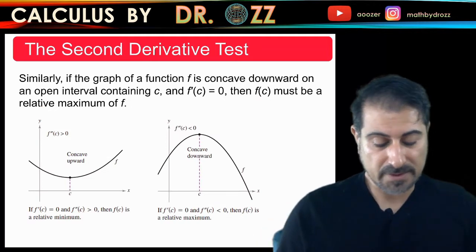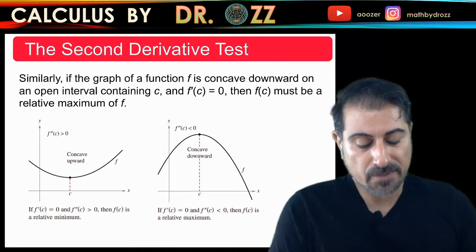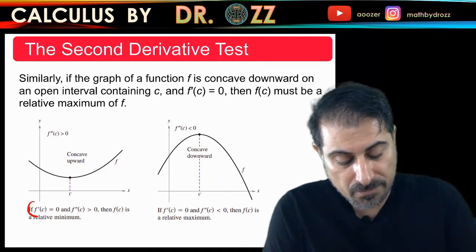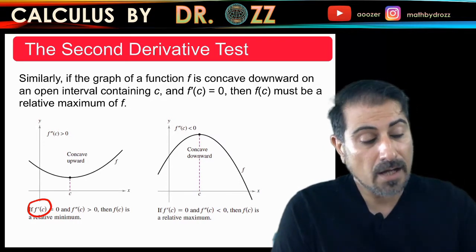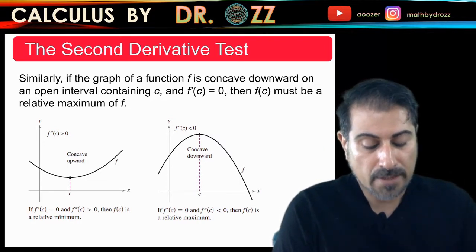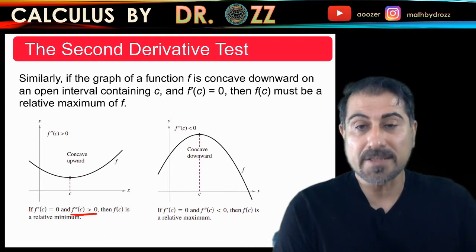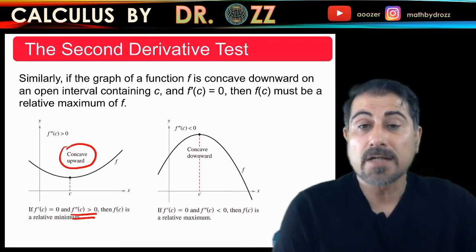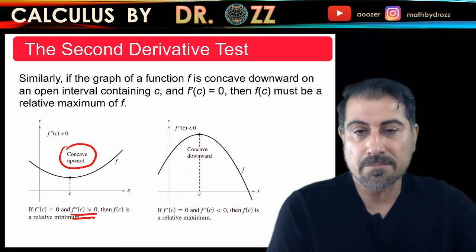So the first one is exactly what I just said. You have a concave upward type graph, and you have C to be a critical point. For that reason, f prime at C equals 0. And together with the fact that f double prime at C is positive, that says that it's concave upward, right? We know that f of C is a relative minimum.